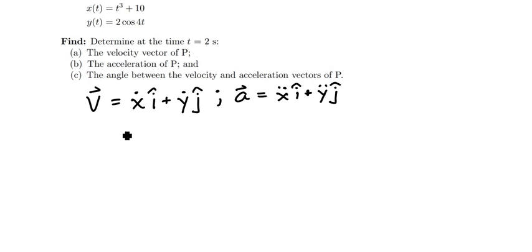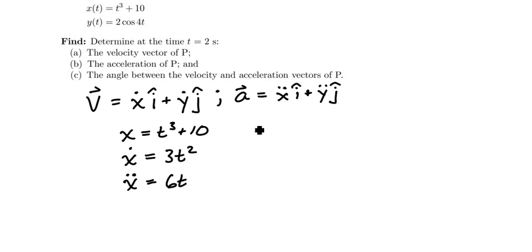To do that, I'll first note that x is equal to t cubed plus 10, which means that if I want to compute the time derivative of that, I'll have 3 times t squared. And if I want to compute the second time derivative of that, I'll simply have 6 times t.